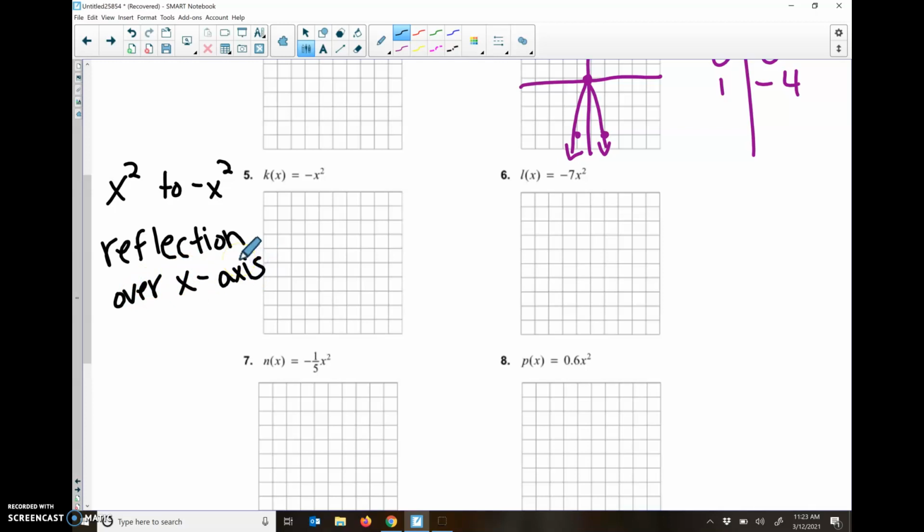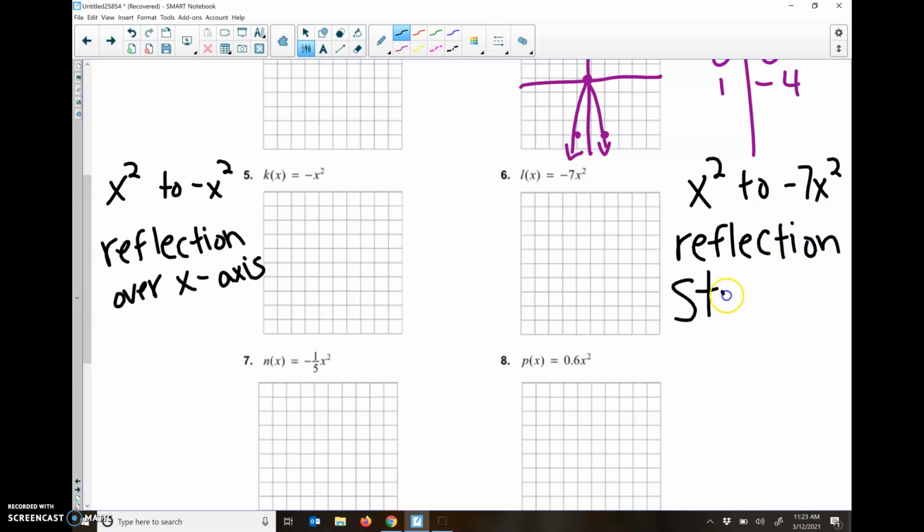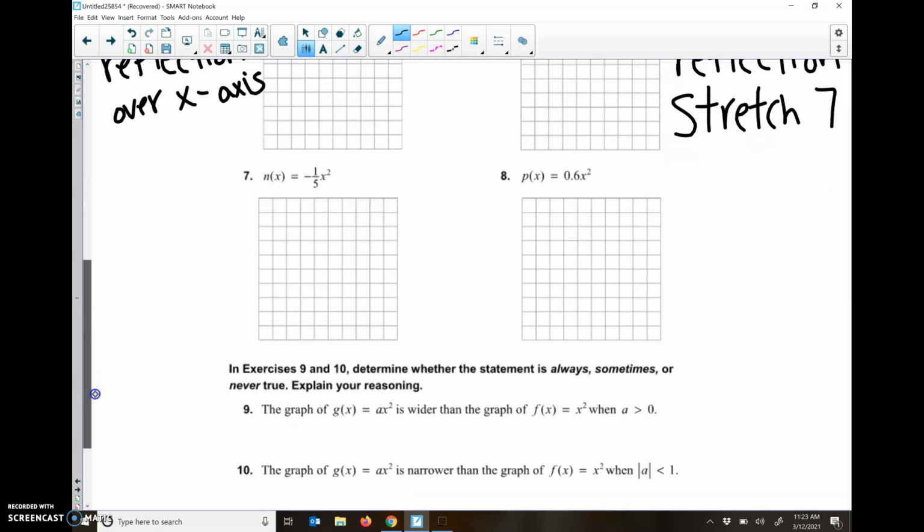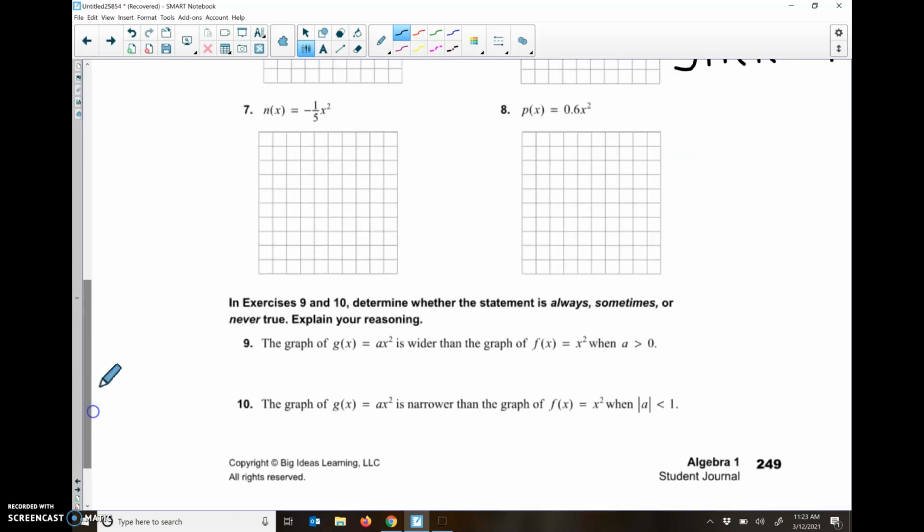Okay, kind of the same thing on 6. So we compare x squared to negative 7x squared. Well, first of all, it has a negative, so we know it's going to reflect. And then since 7 is a number bigger than 1, we know it's going to stretch by a factor of 7.